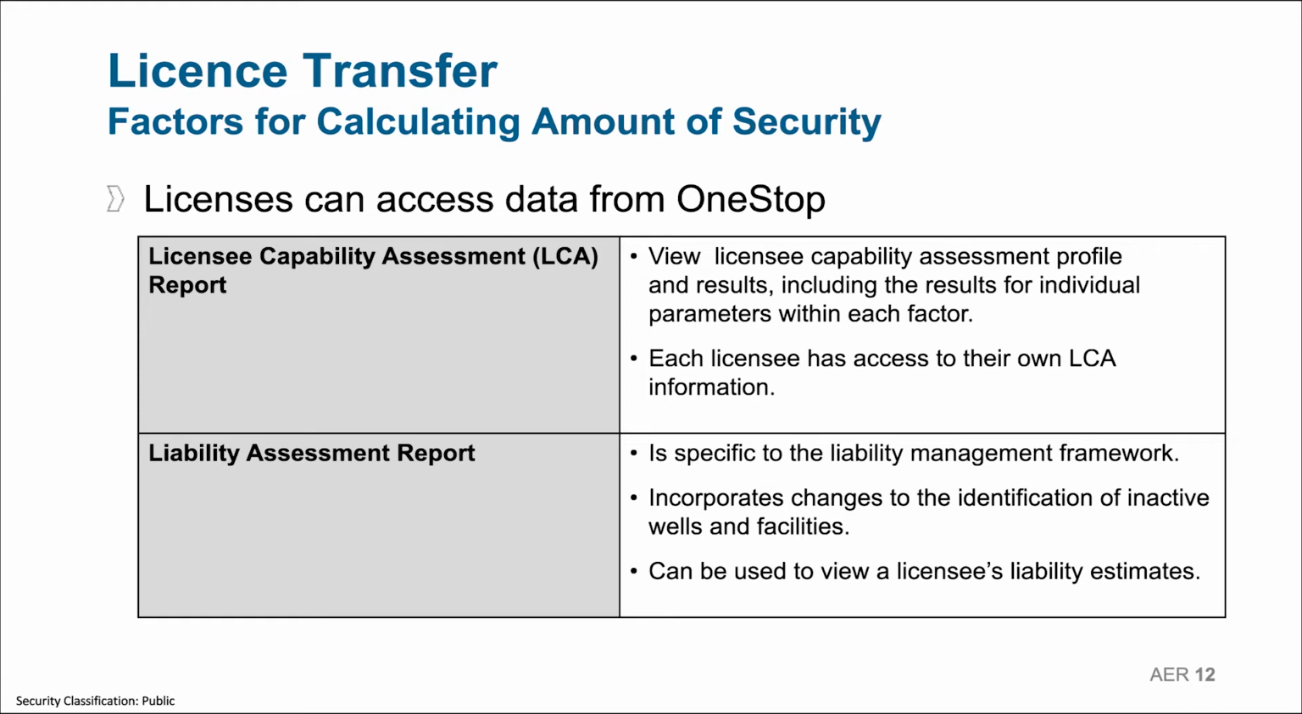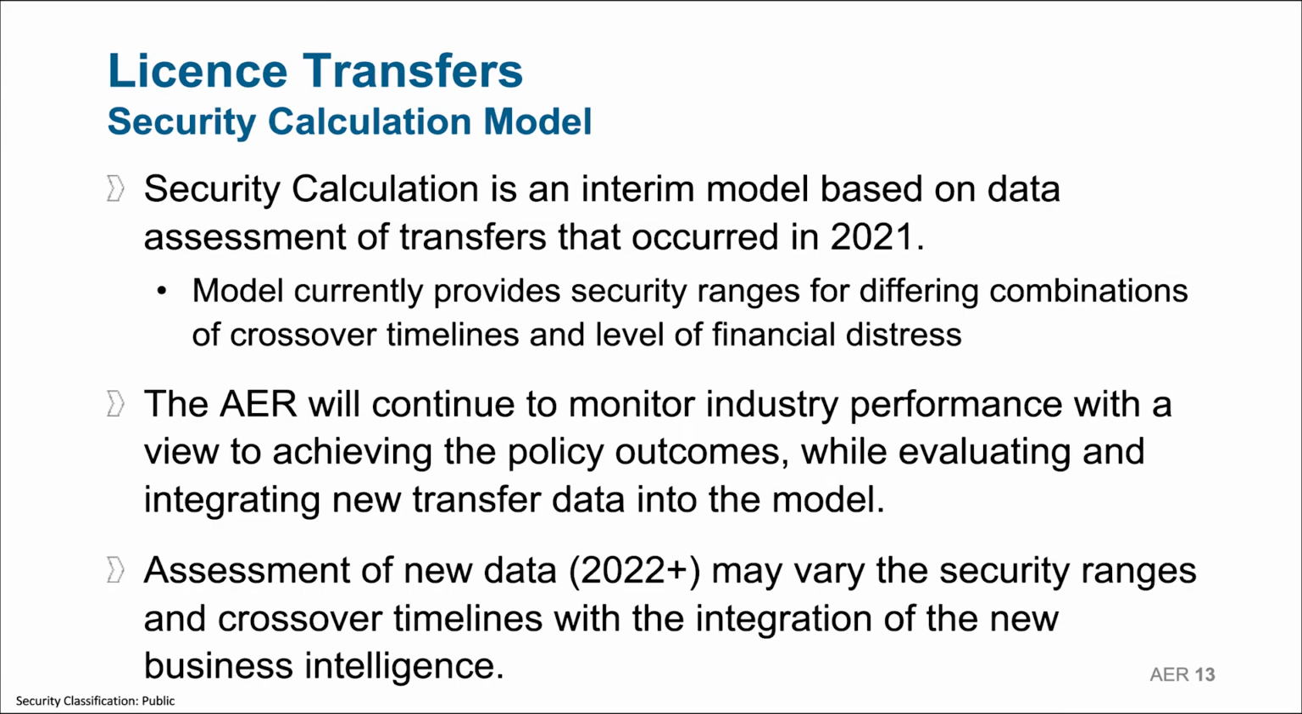Liabilities continue to be estimated using Directive 1, 6, 11, 24, and 75. The AER promotes transparency, and we encourage licensees to share information when considering business transactions. However, the decision to share information from the LCA and the Liability Assessment Report lies with each licensee. This initial security model is a component of the larger security framework that is still under development.